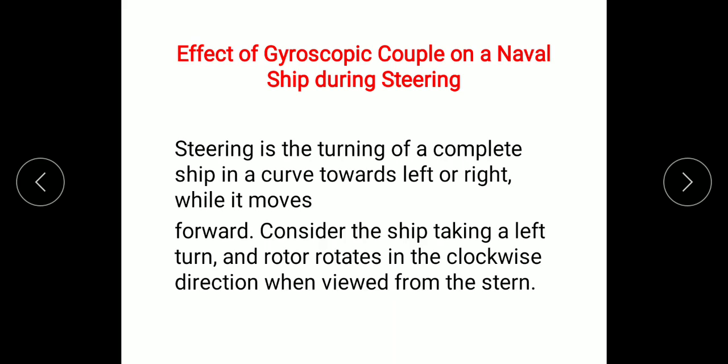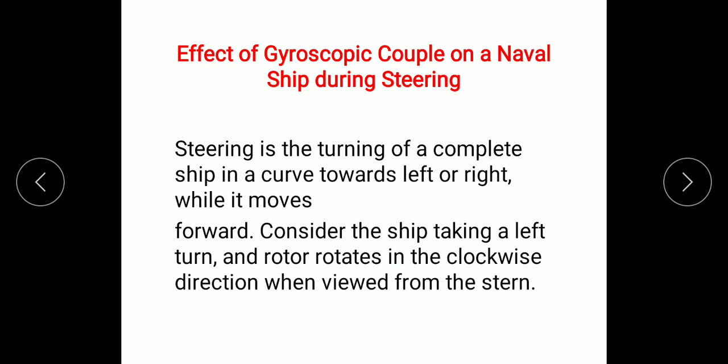So these are the gyroscopic couples on a naval ship. For the effect of gyroscopic couple on a naval ship, we have three cases. First is steering, second is pitching, third is rolling. First we will see the effect of gyroscopic couple on a naval ship during steering. First we have to know what steering is. Steering is nothing but turning a complete ship in a curve towards left or right.